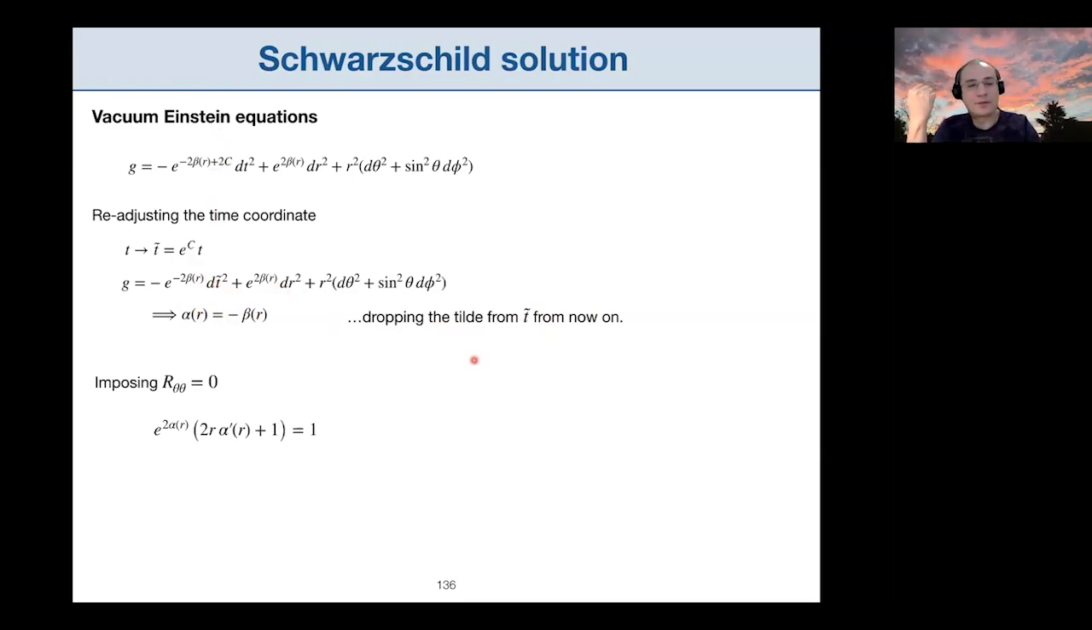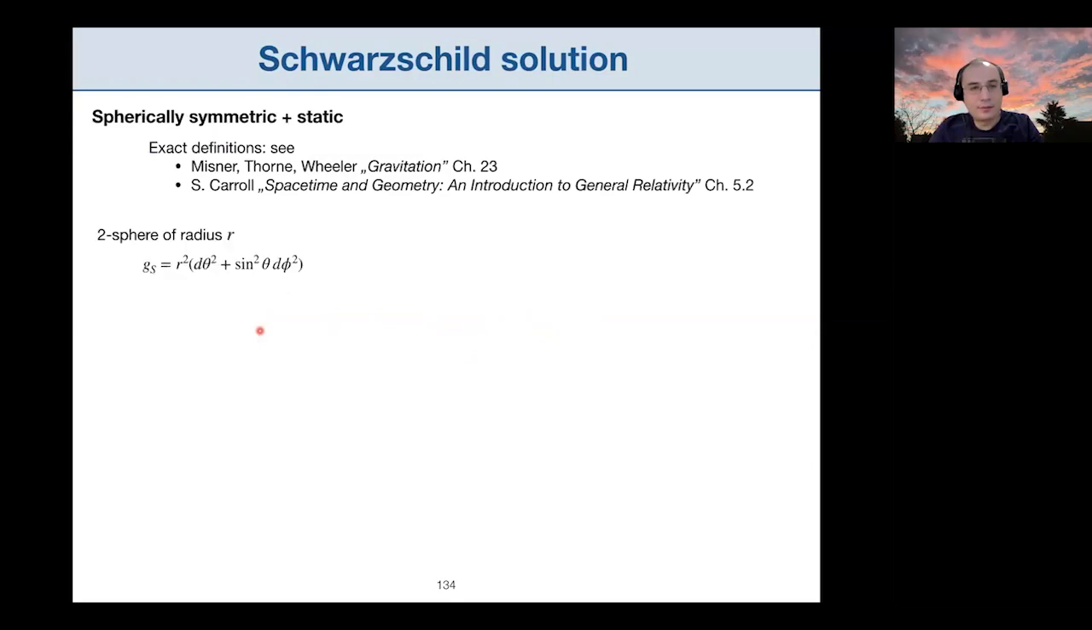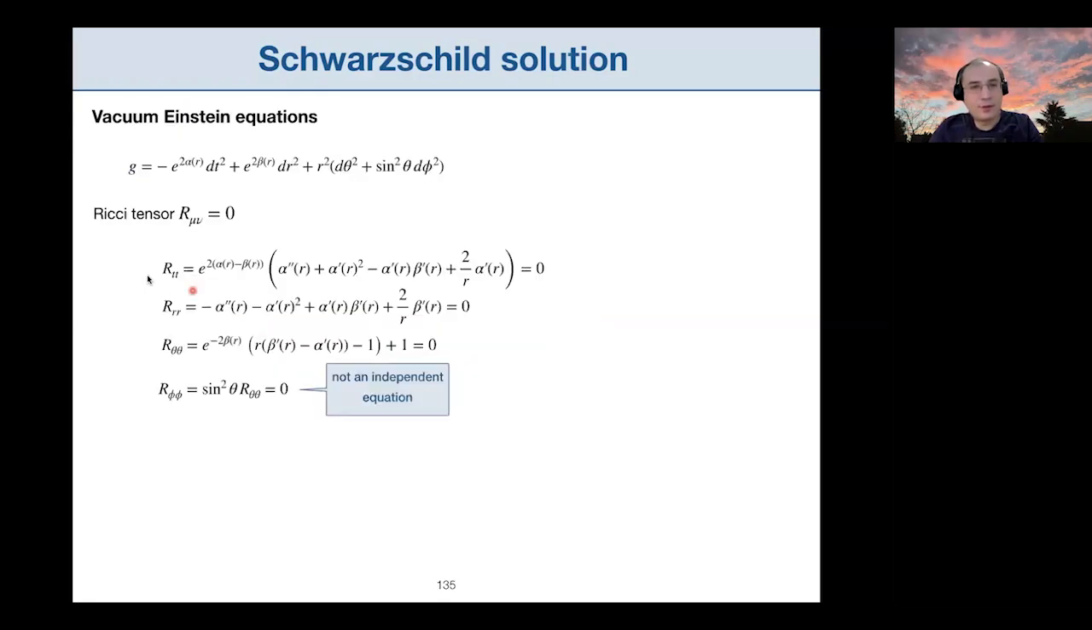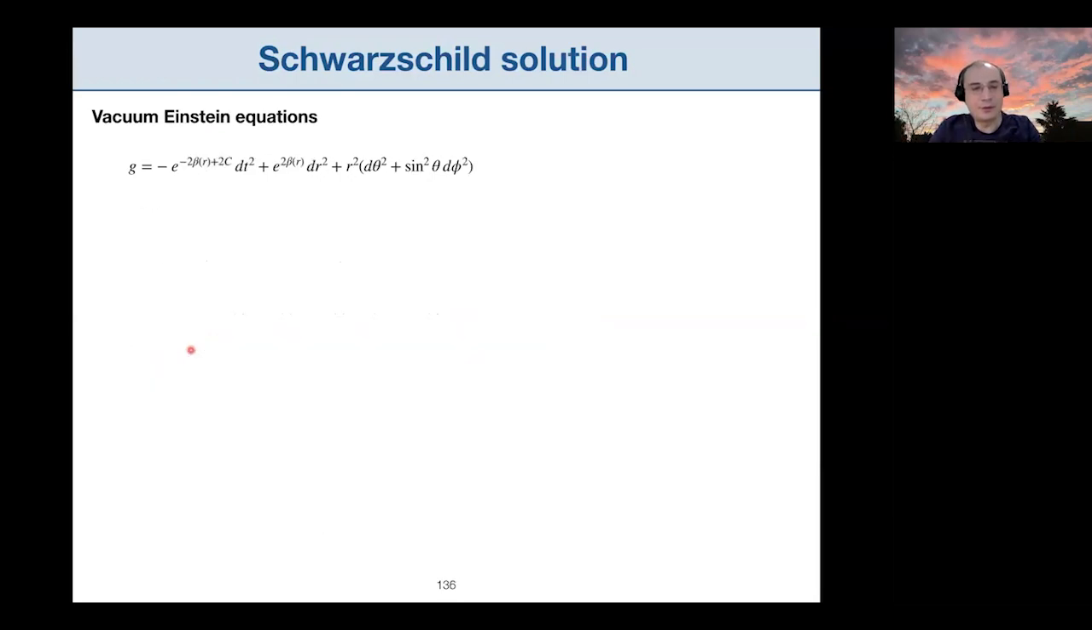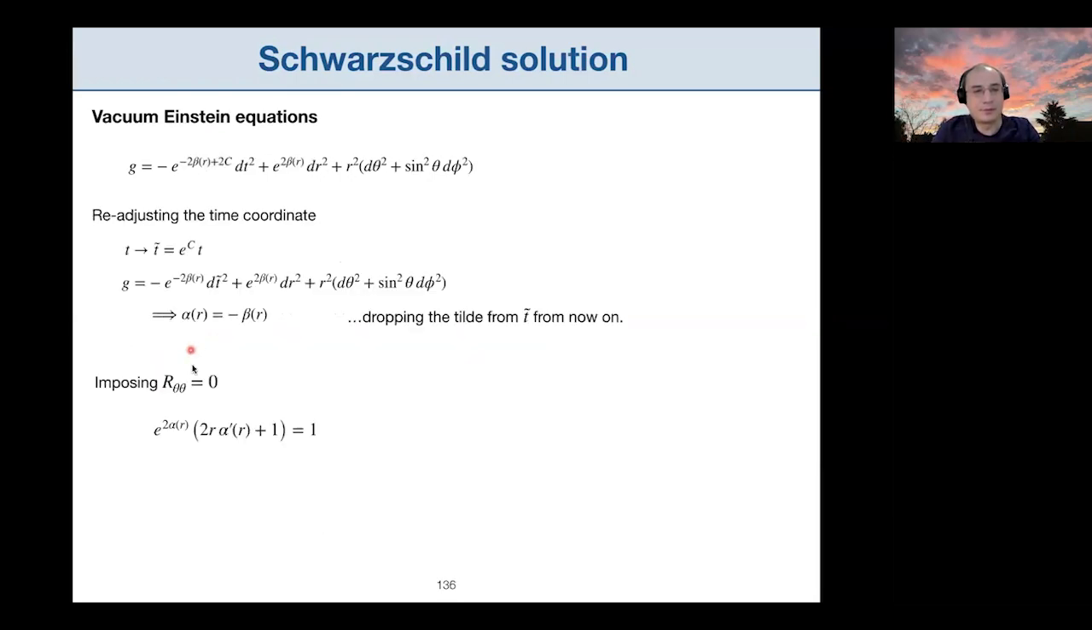So after this readjustment, we take the theta theta equation. We have used a combination of these. We eliminated beta in terms of alpha. We then plug this result into the theta theta equation. We get this equation over here, which is a first order ordinary differential equation for alpha and can be solved.